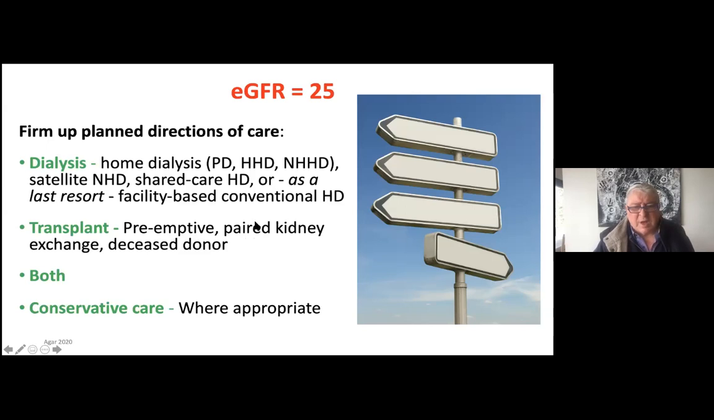We open the batting around the paired kidney exchange. I know you have one of these in the States. We have one here, which is where a related or friend donor doesn't match the recipient, but somebody else somewhere in the country does. And so we can arrange crossed transplantation. And of course, if none of that is available, we need to talk and think about deceased donor transplantation once the patient has entered the dialysis program.